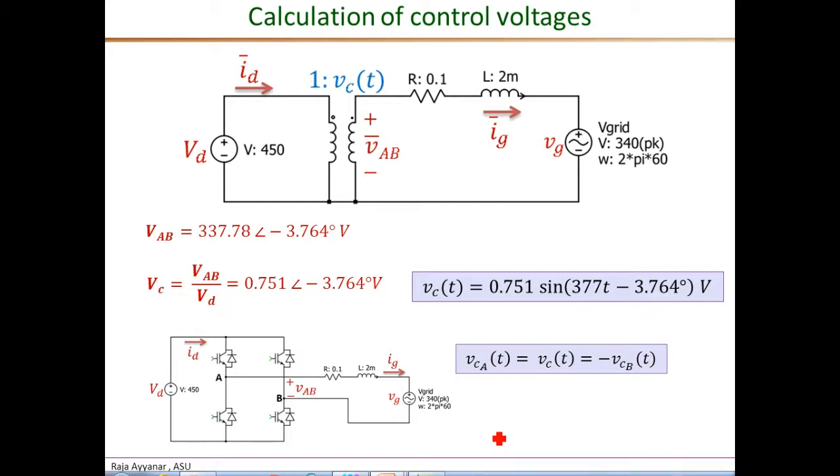Okay, so what you have seen is just by changing the control voltage very slightly. If you look at the control voltage for case 1, it was probably 0.79, and the phase angle was slightly leading, about 3.7 degrees positive. Just by changing that to 0.751 and the angle to minus 3.7 degrees, we go from a positive 5 kilowatt from the DC side to the grid to just the opposite, 5 kilowatt taken from the grid and fed to the DC.